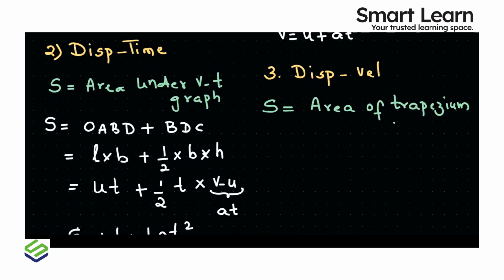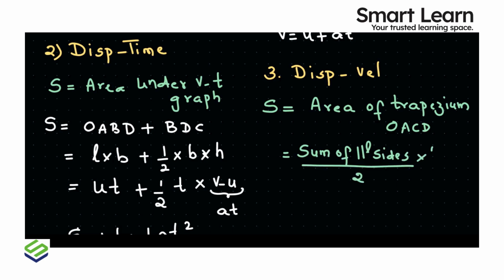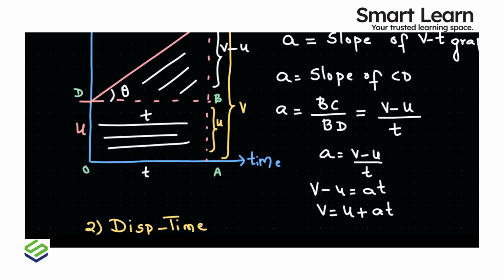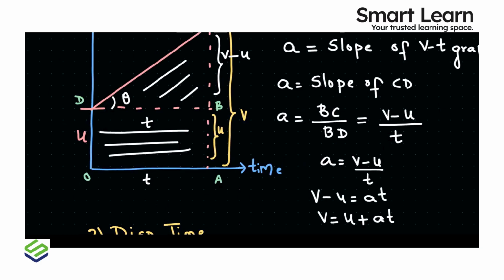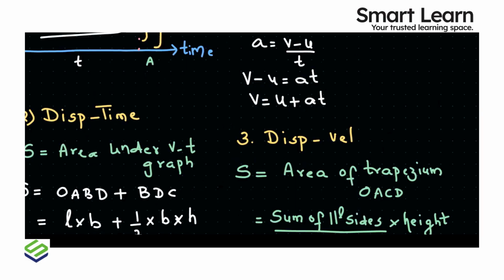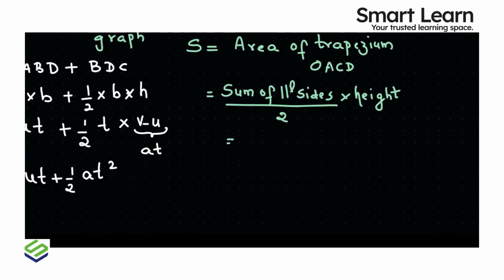The area of the trapezium is the sum of parallel sides divided by 2, into the distance between the two parallel sides, which is the height. In this case, the parallel sides are V and U, and the distance between them is T. So I can write this as S equal to (V plus U) by 2 into T.